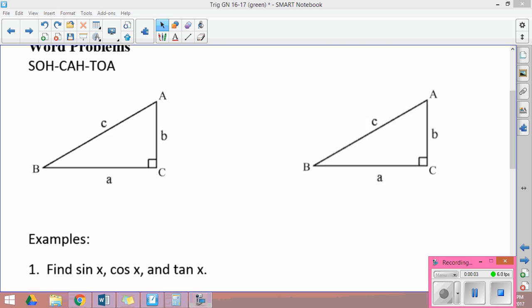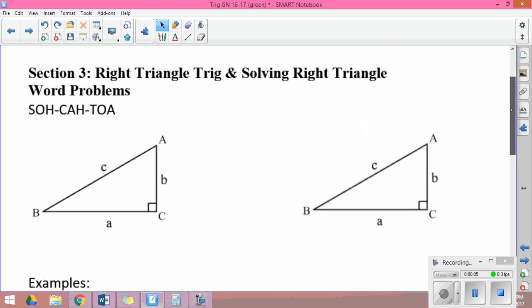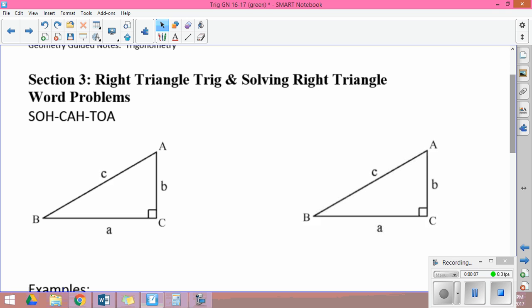In section 3, we are going to talk specifically about right triangle trigonometry and specifically Sohcahtoa. Now, Sohcahtoa gets at our three main trig ratios of sine, cosine, and tangent. Sine, cosine, and tangent. And we can always find these ratios.